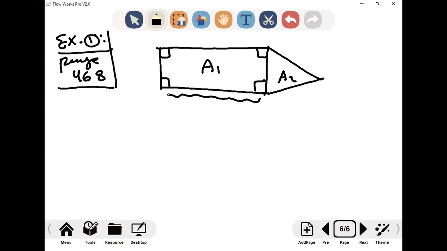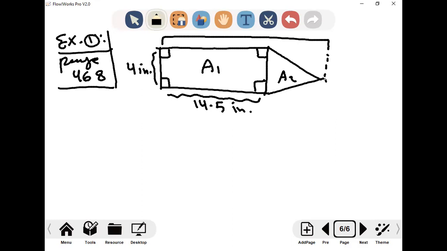Now the length of the rectangle is 14.5 inches, and this is the width, 4 inches. And all of this until here, from here to here, is how much? 20.75 inches. Okay? Now I will divide them into 2 areas. A1 we call the rectangle and A2 we call the triangle. So the whole area is the area of the rectangle plus the area of the triangle. Done.